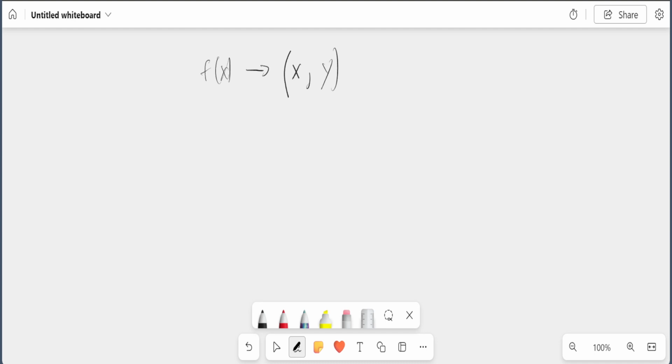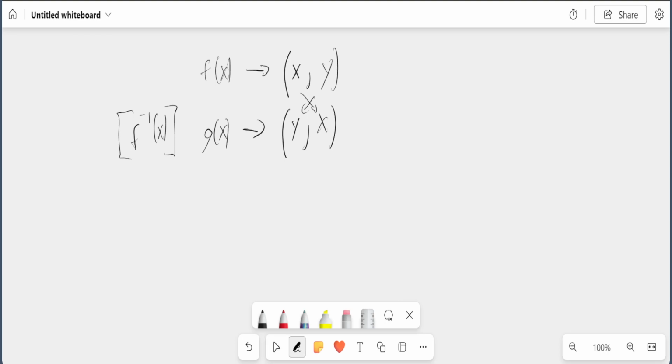Okay, so if you have a function and it has a point x, y, when you plug it into the inverse, that point on the inverse is y, x, right? So they switch.